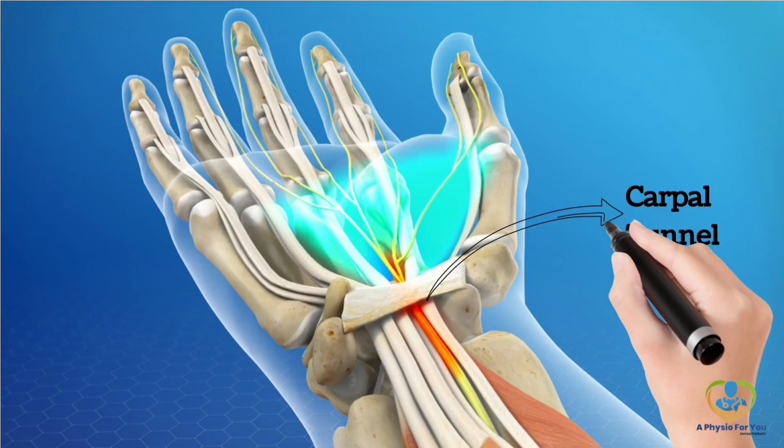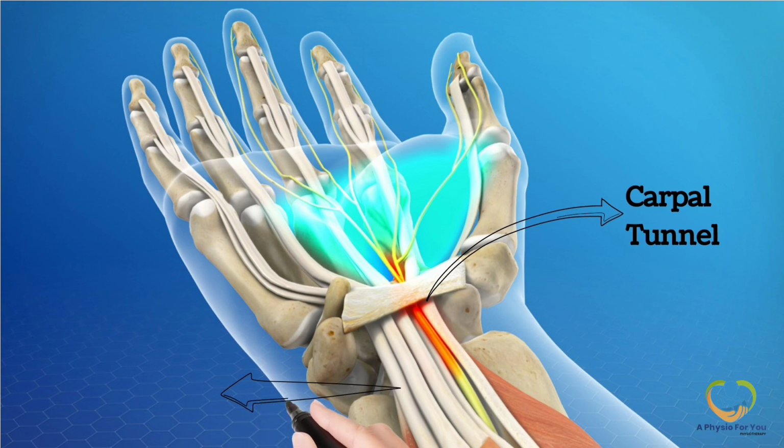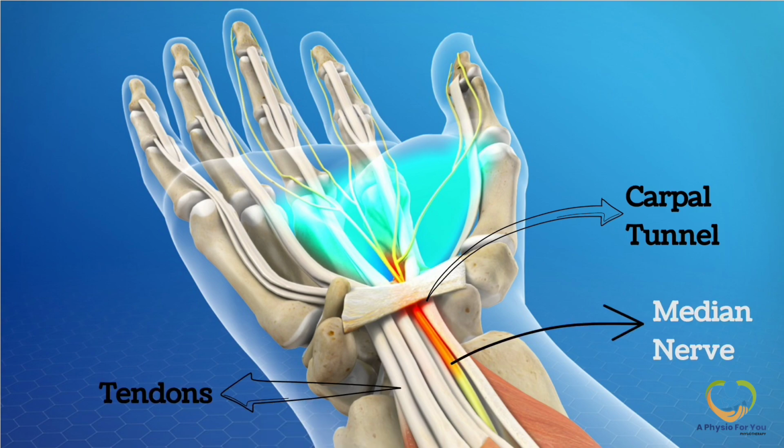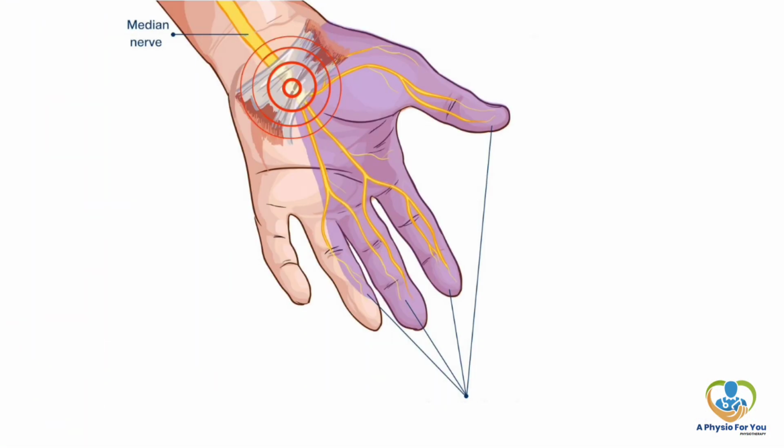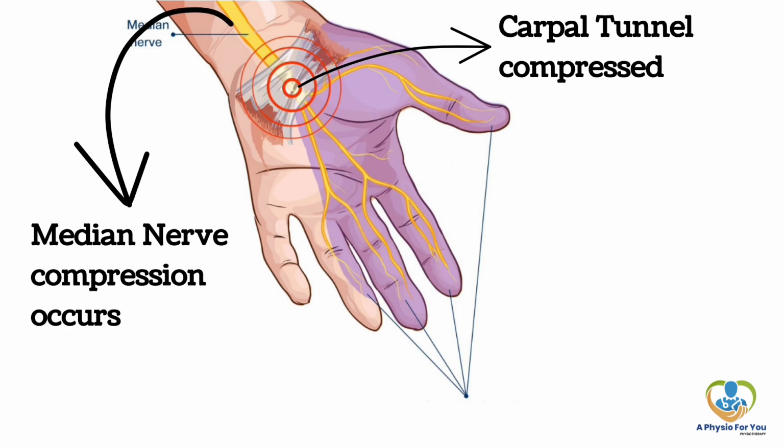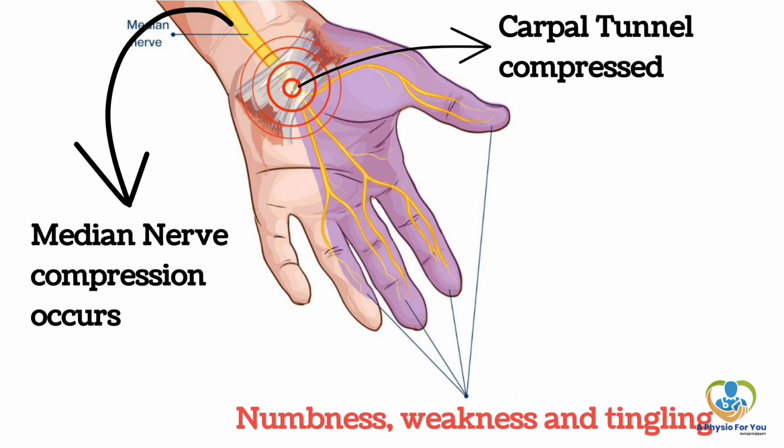The carpal tunnel is a space in the wrist that holds the tendon and median nerve. This space is compressed in carpal tunnel syndrome. When, for any reason, the carpal tunnel is compressed, eventually median nerve compression occurs, and that causes symptoms like numbness, weakness, and tingling sensation in your hand.